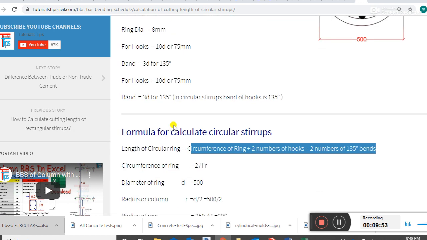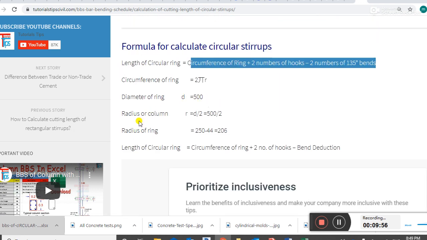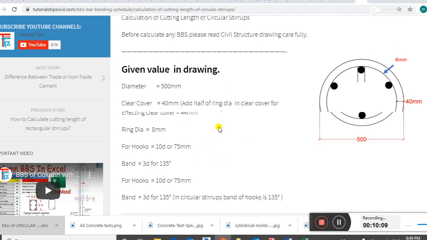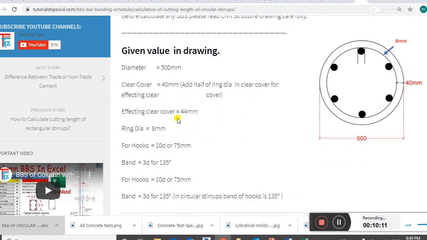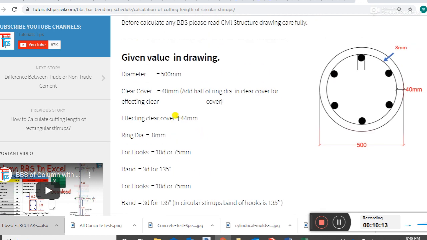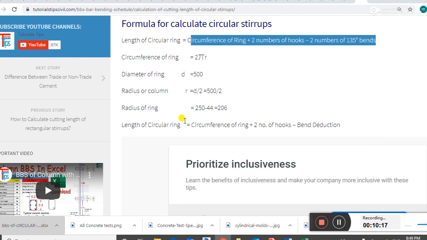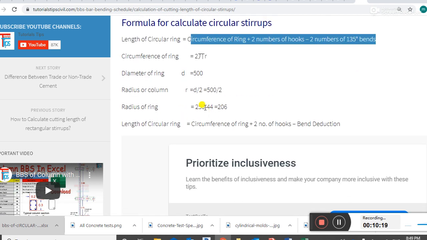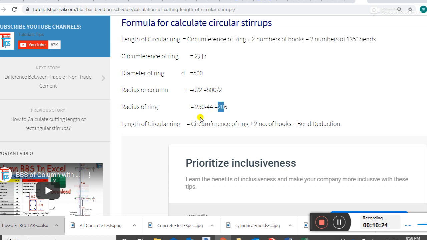D is 500. The radius of the circle is D divided by 2, so it becomes 250. The radius of the ring is 250 minus 45, this is 44, which is the effective clear cover. 250 minus 44 becomes 206, guys.